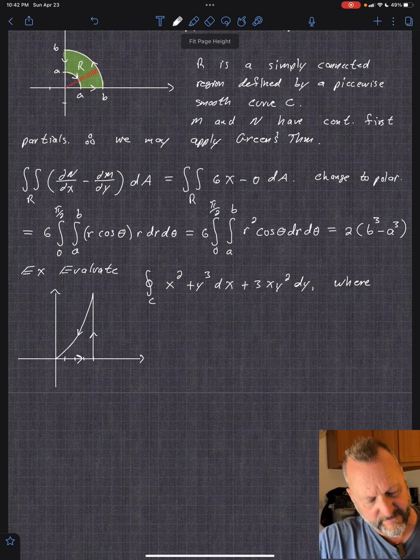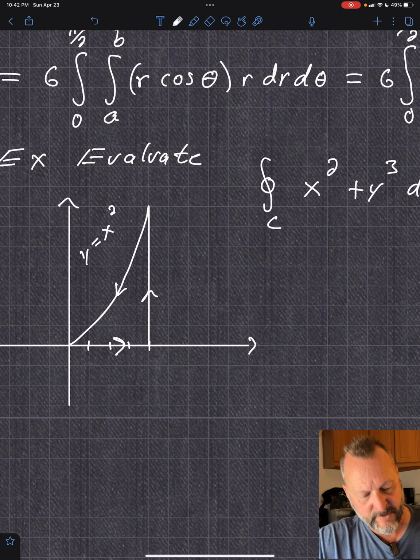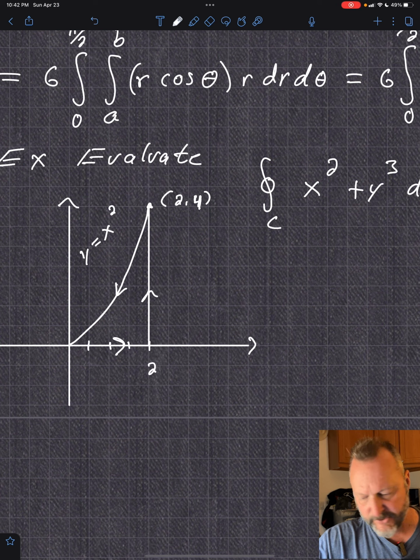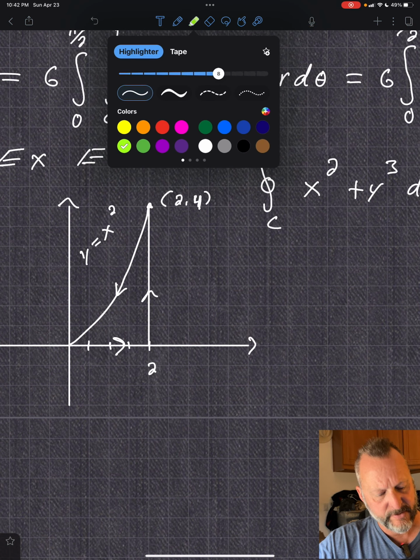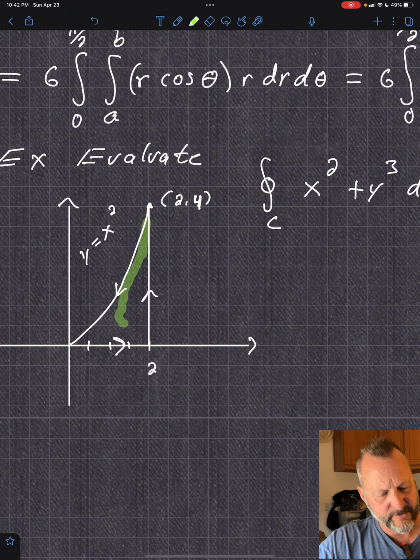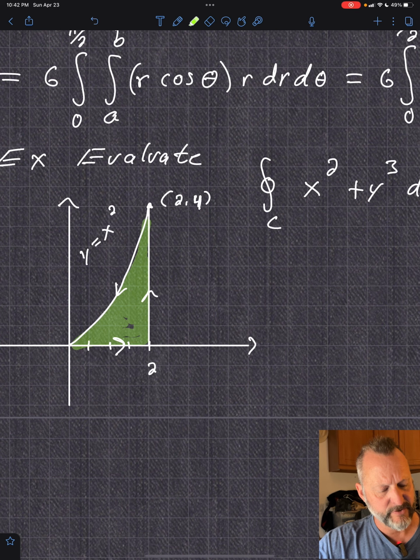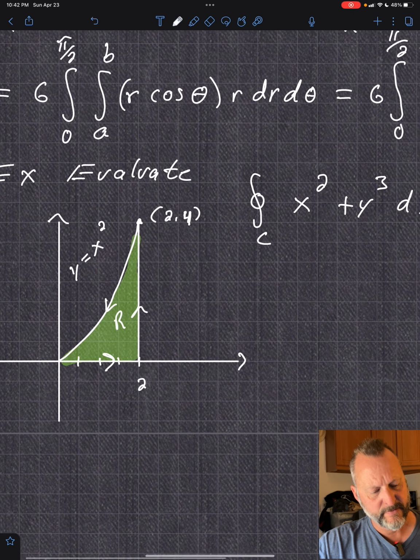And so you have y equals x squared. This point is 2, 4, and I'm just kind of freehanding it right now. This value is 2. Okay, so there's my region in question. Okay, so this is my region. It's a simple closed curve defined by those boundaries, and that's what matters.